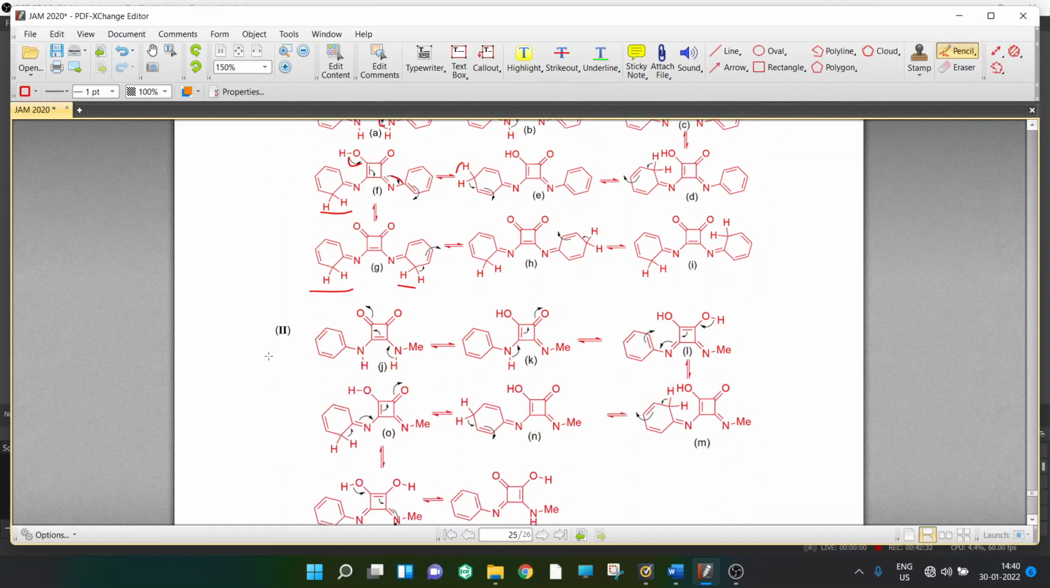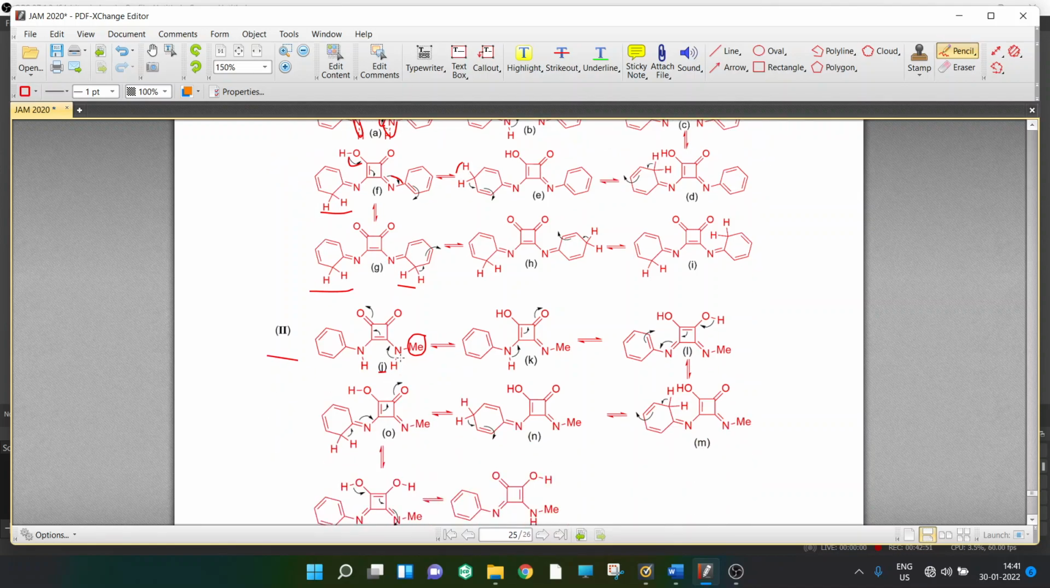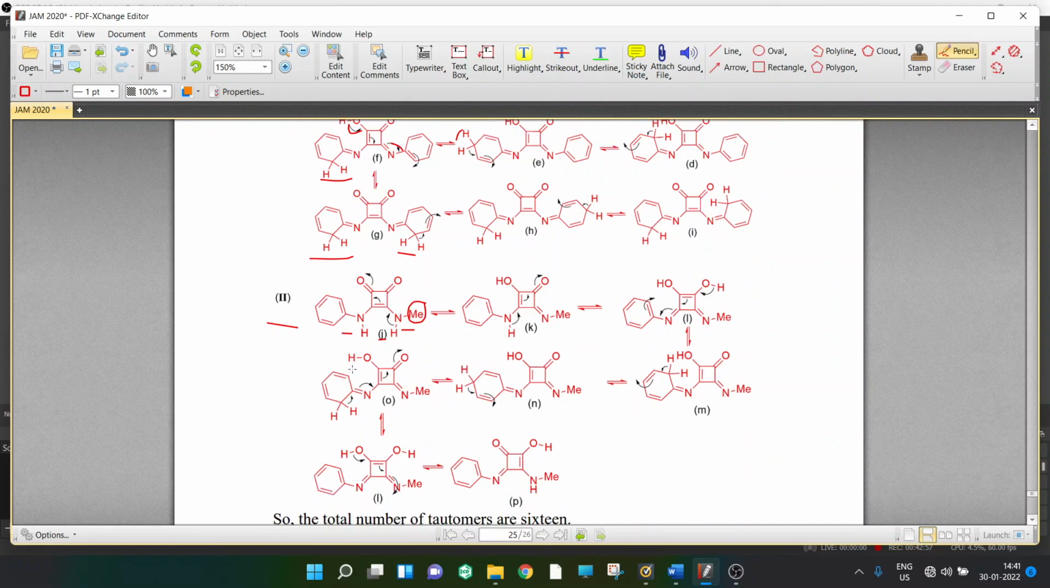Then next one, the second one, I have started with the letter J. So the only problem here is that Me is there. When Me is there, had I shown attack either from this side or from this side, it would have been the same because they are both the same side. But here it is different because Me is different from the benzene ring. So benzene will not be involved, but in that case it will have one more tautomer compared to the previous one, not counting the benzene ring, just counting the double bond.